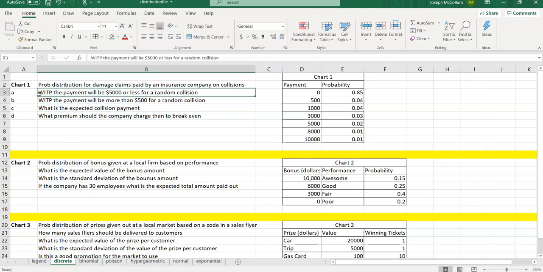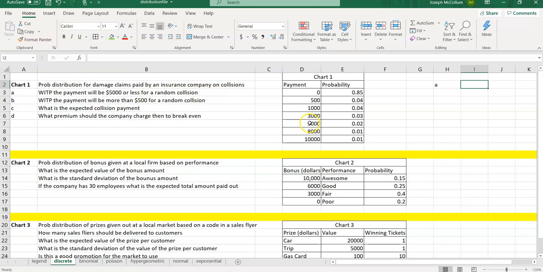So the first question right off the bat, if we label these A, B, C, D, question A, WITP. In future videos, you'll hear me say this all the time. What is the probability? So what is the probability the payment will be 5,000 or less for a random collision? Good question. The answer is all about reading the table. They want what is the probability the payment will be 5,000 or less.